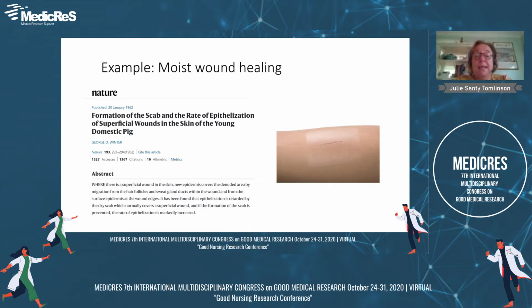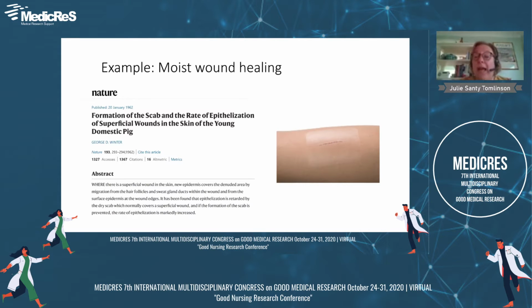What he did was create superficial wounds in the skin of young pigs. I think there were 36 of them, if I remember rightly from the research. Then he randomized the wounds into two different treatments. He looked at what happened if the wound was left exposed and dry, which would have been very much normal practice in those days, and probably is still normal practice in some clinical settings across the world.